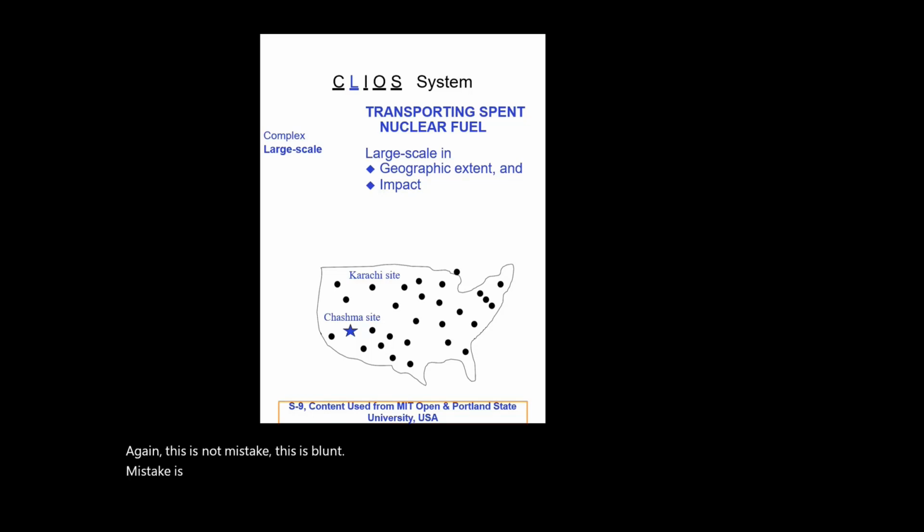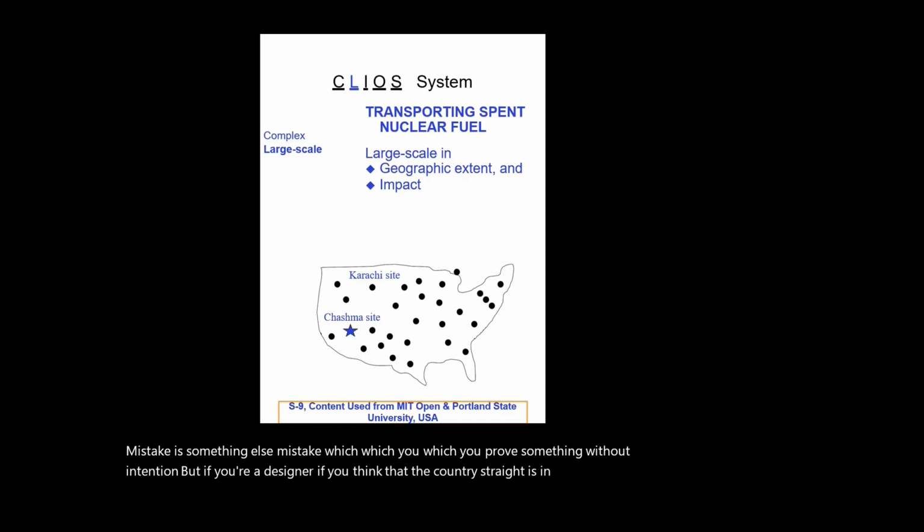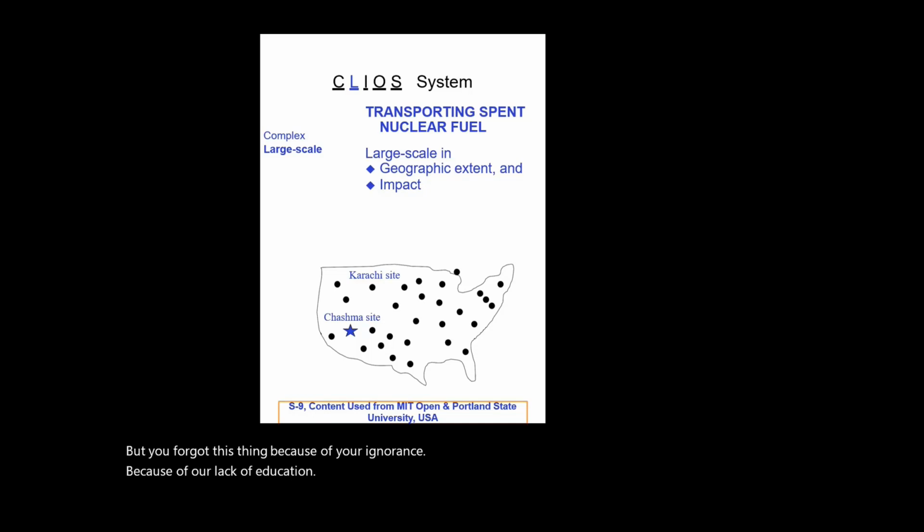A mistake is something you do without intention. But if you are a designer, and you think that the country's state is in your hand, but you forgot this thing because of your ignorance and lack of education, that's the reason we are still lying in 1942. But with the passage of time, you will see that. At large scale, we need to organize the institutional, physical, operational and management levels to see how those things work.